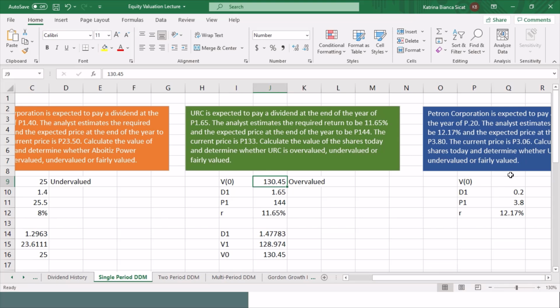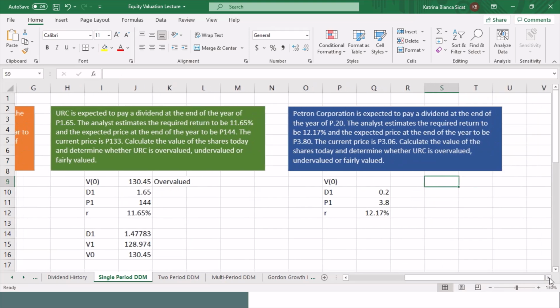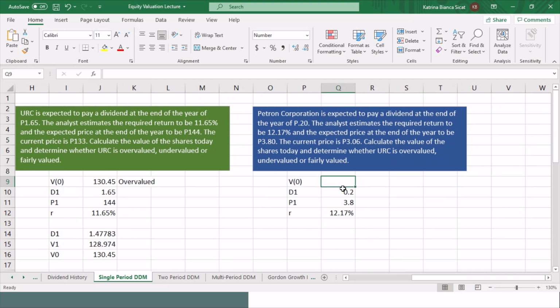And last na natin, this is going to be our last example for the single period dividend discount model. Okay, so Petron Corporation is expected to pay a dividend at the end of the year of 0.20. The analyst estimates that the required rate of return is 12.17 and the expected price at the end of the year is 3.8. And the current price is 3.06.